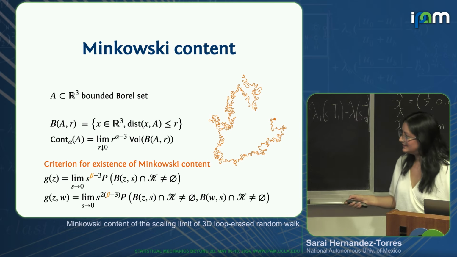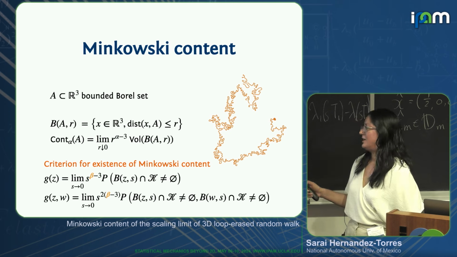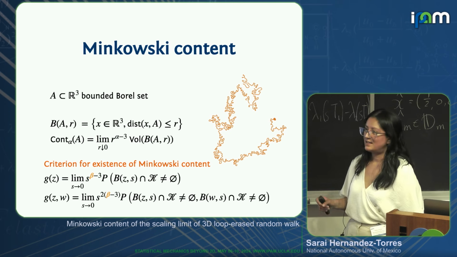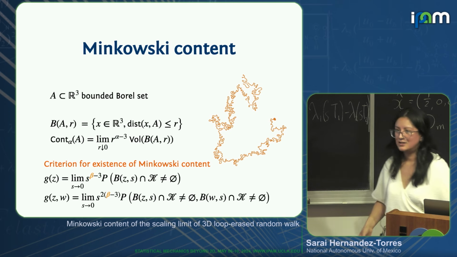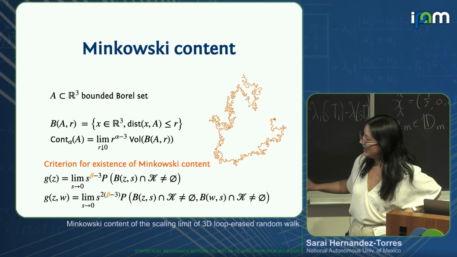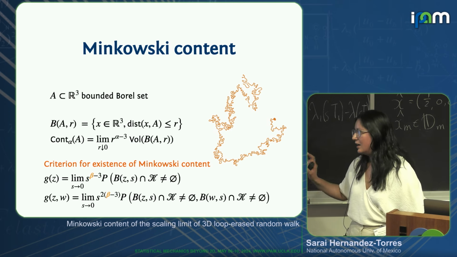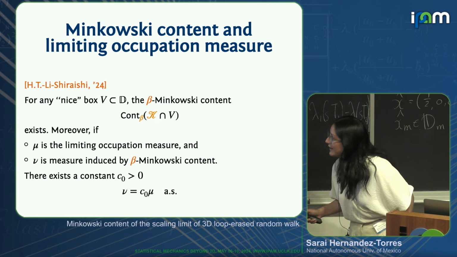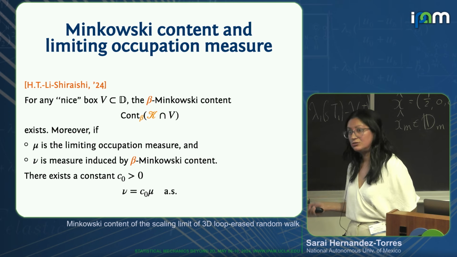So you need to show that these limits exist. You need to give bounds on them, and also you need to understand their rate of convergence. There are several conditions on the criterion, but these are essentially based on these 2 limits. So with our results, we are able to control those limits.